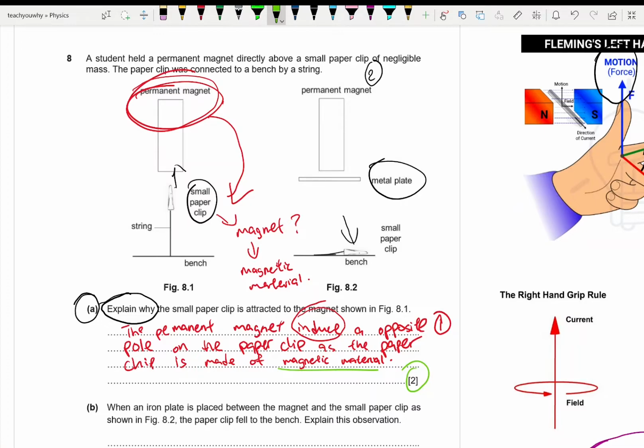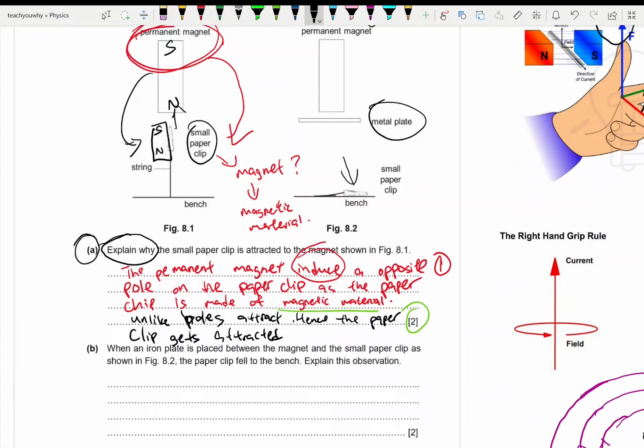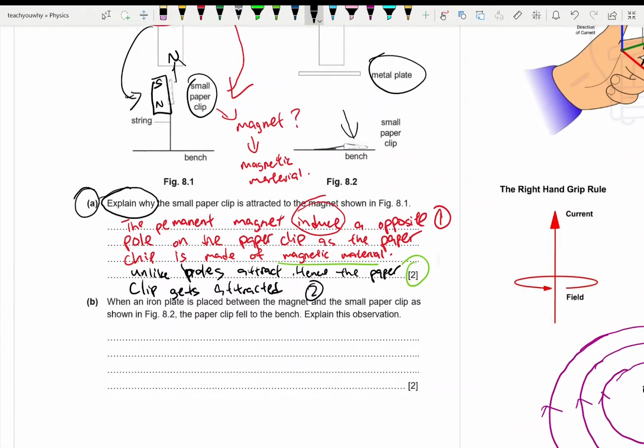We haven't talked about why it gets attracted. So to write the attracted part, we will say that unlike poles attract. Basically, assuming this is North Pole, this is South Pole, and this is North Pole, this paperclip becomes a magnet because it is induced to become a magnet. And unlike poles attract, hence the paperclip gets attracted. So we have two marks here. The black one is the second mark. All right, so let's move on.